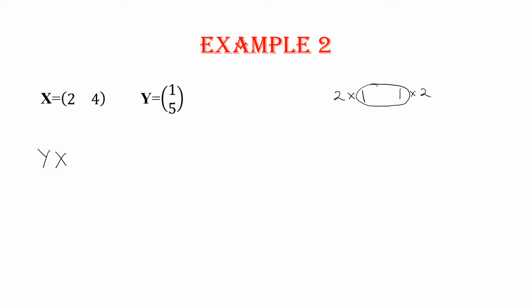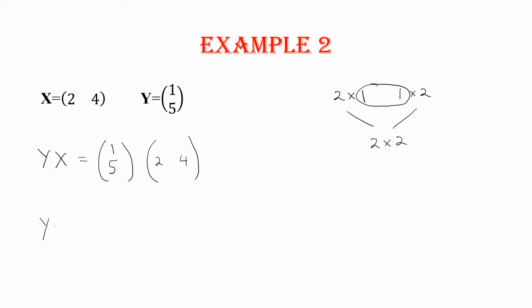This is eligible. So when I'm multiplying this matrix, I will have y, which is a 2 by 1, 2 rows, 1 column, which is 1, 5, and I'm multiplying that by 2 and 4. And I want you to notice that my resulting matrix will be a 2 by 2 matrix. It will be a square matrix. And we will see how that comes about.